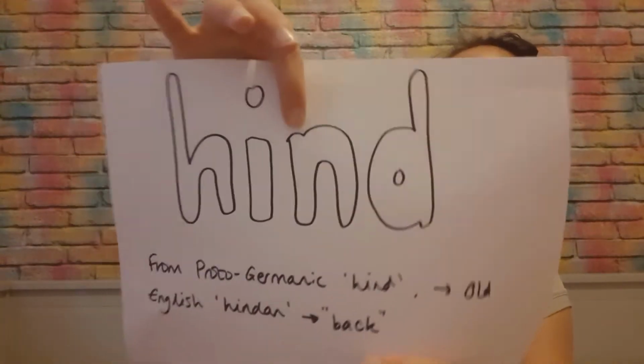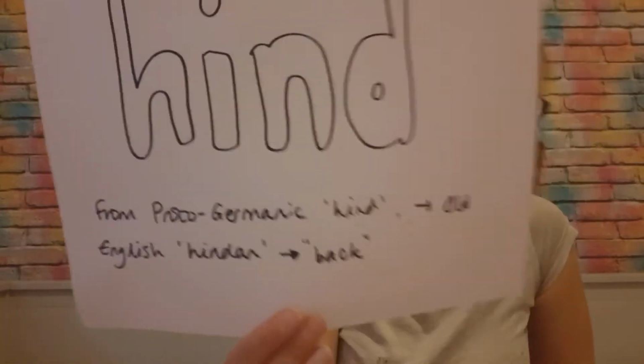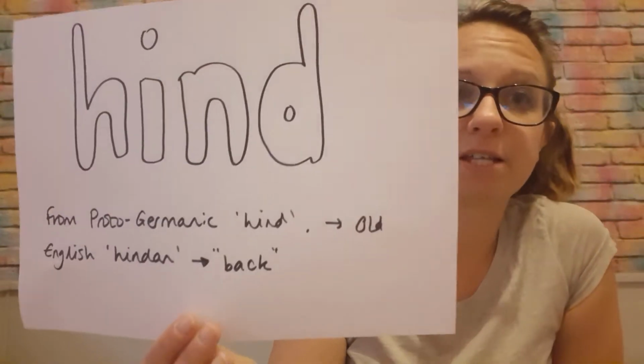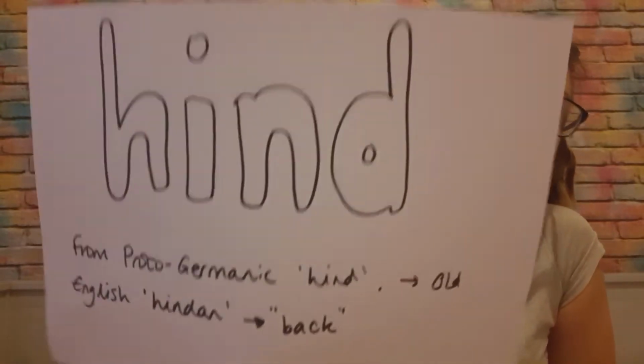So we have got hind from Proto-Germanic hind, which comes from the Old English hinder, which means back. Okay, so basically, if it's something relating to hind, it's to do with back, like behind. So all of these words are going to do with back. So get ready to pause your video and I'm going to pop the morpheme grid up to the screen.